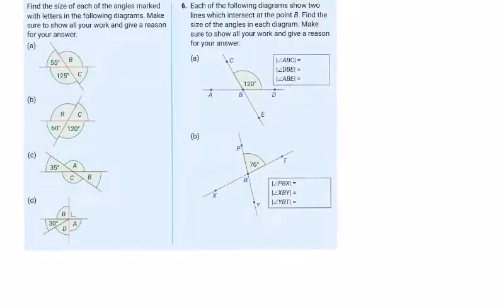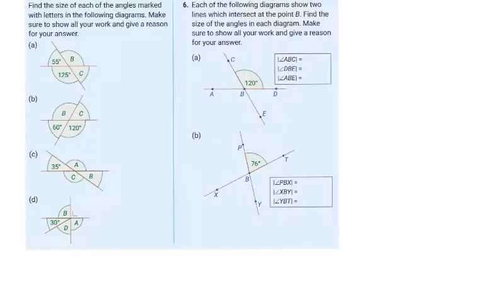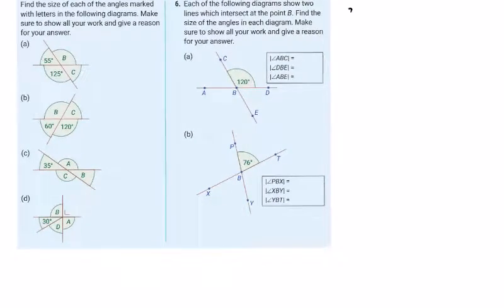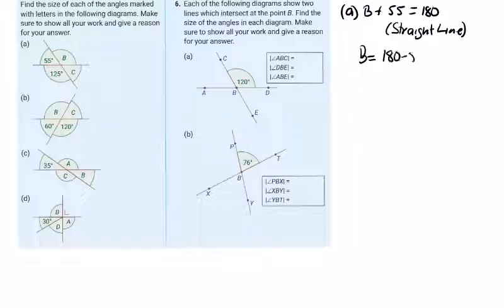Now, find the size of each of the angles marked with letters in the following diagrams. Make sure you show all your work and give a reason for your answer. This is really important when we start to look at proofs. So in question A, I can say that B plus 55 is equal to 180. And why is that? Straight line. Just put it in brackets afterwards. So B is equal to 180 minus 55 if you're not brilliant at mental arithmetic, and type into your calculator and you get 125. I just put the degree symbol in at the end. You could put them in all the way along if you want.